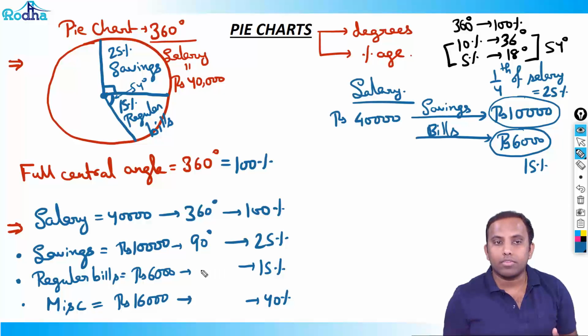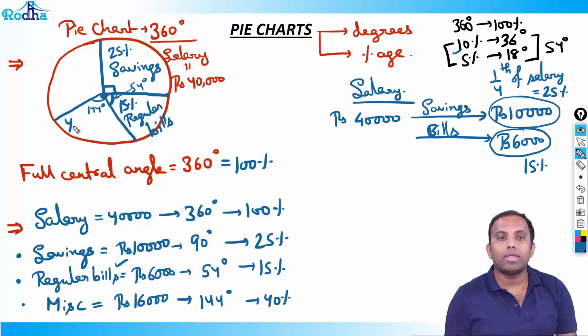What is it in degrees? Regular bills was how much in degrees? 54 degrees. And miscellaneous, 16,000, is how much? 40%. So for 360 degrees, 10% is 36 degrees. So what is 40%? 36 into 4, 144 degrees. So an angle of around 144 degrees depicts the 40%, which is miscellaneous expenses.